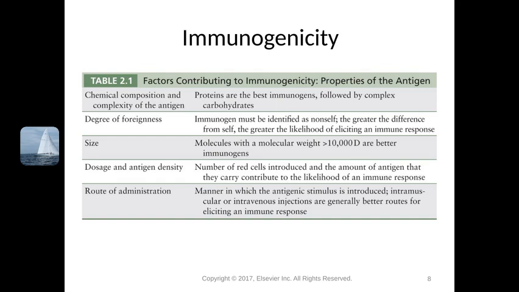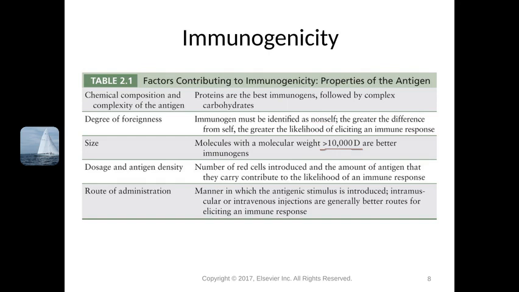The degree of foreignness: we need to be able to identify it as non-self, okay? The bigger the difference, the better we can have an immune response. And as you can imagine, this is a big immunogen. The larger the molecular weight, or the larger the molecule is, the better immune response it will elicit.